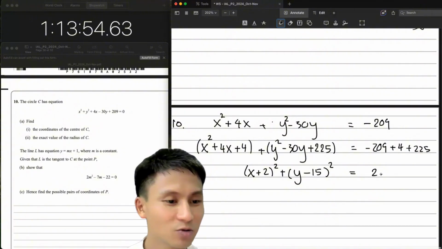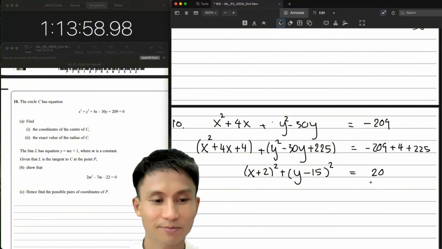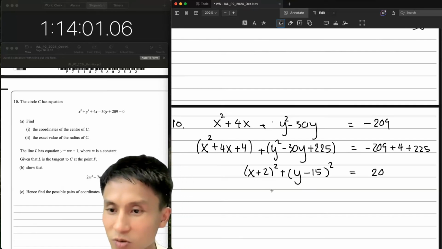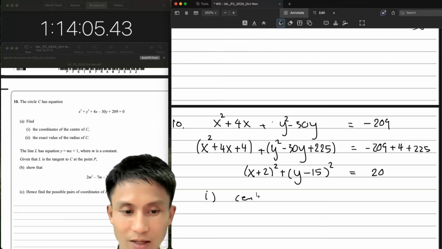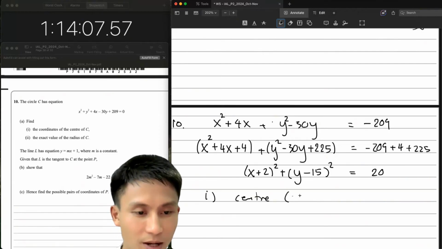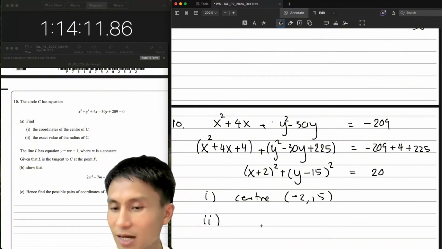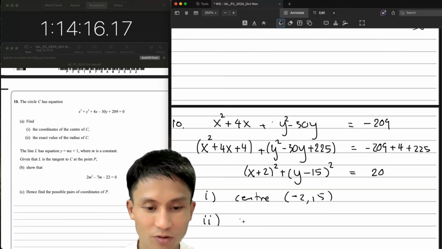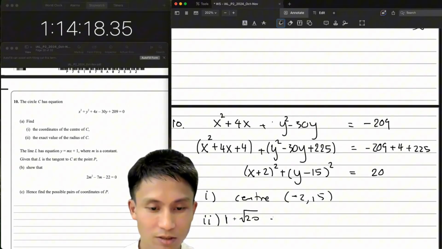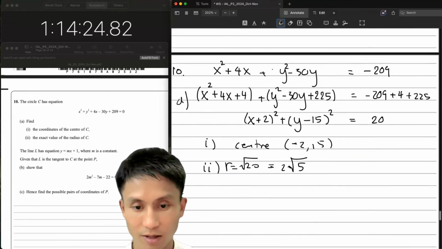And then that's going to be 20, because 229 minus 209 is 20, yeah. So the coordinate of the center C is going to be minus 2 and 15. And then the exact value of the radius is going to be that square root, right, which is 2 root 5 if you do the surd there. Okay, so I'm done with A.